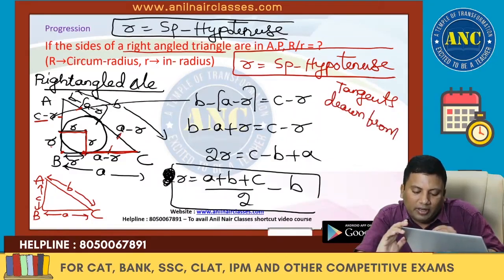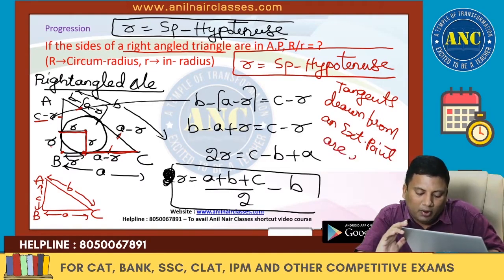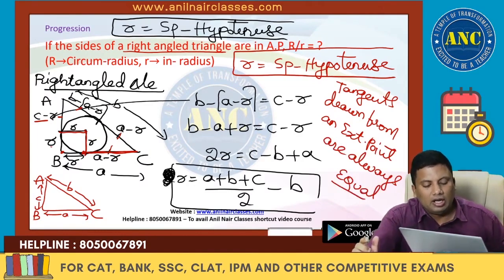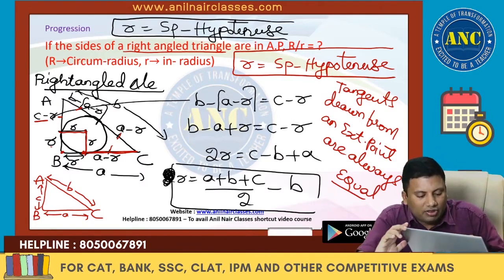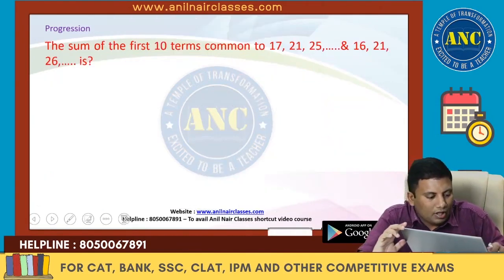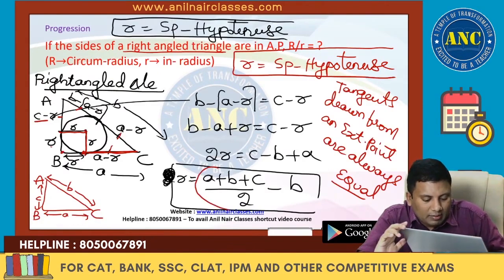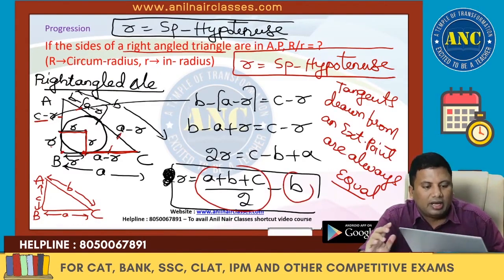Tangents drawn from an external point are always equal. This is nothing but the semi-perimeter, and this is nothing but the hypotenuse.